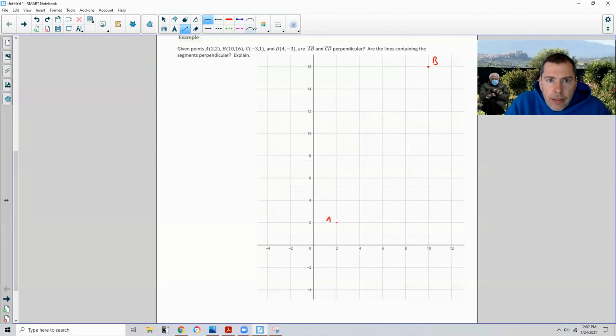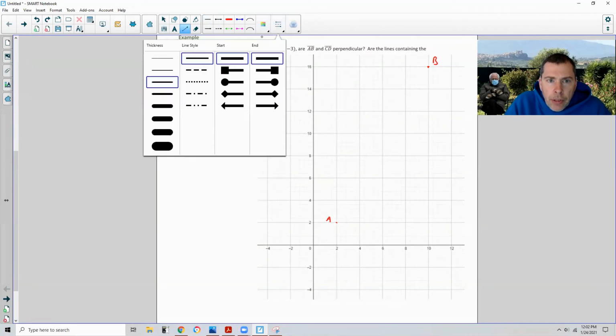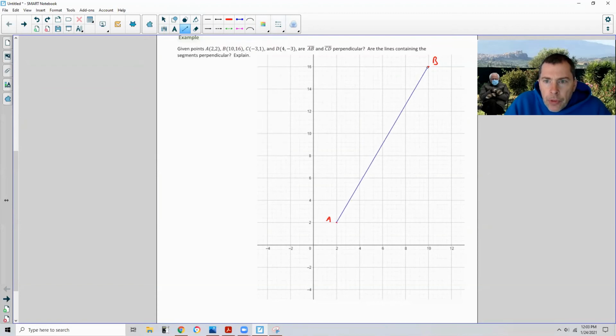So let me draw a segment, and let's make it blue and thin, that goes from A to B like so. There's segment AB, (2,2), (10,16) endpoints. We're now going to do the same with the other points, which are, let's use purple, (-3,1), which is here, halfway between 1 and 2. And (4,-3) would be here, halfway between 2 and 4, -3. So there is the other segment.